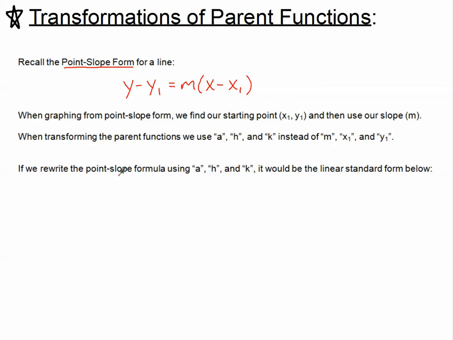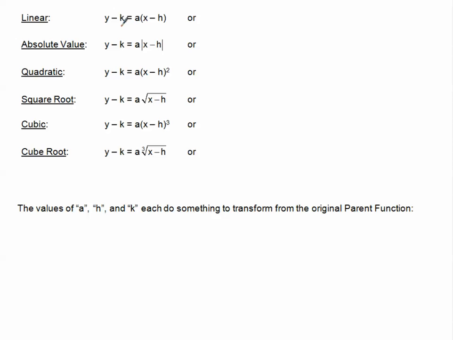So if we rewrite our point-slope formula using our A and our H and our K, the linear standard form would be right here. Y minus K equals A times X minus H. In fact, we can use the A, the H, and the K and put them in all of our parent functions, and we'd have all 6 of them. Our absolute value function would look exactly the same thing, except it would be absolute value bars. And our quadratic function would be the exact same thing, except now it's a quantity that's being squared because it's quadratic. Our square root would have a square root symbol. Our cubic would be the quantity cubed, and our cube root would be a cube root symbol.